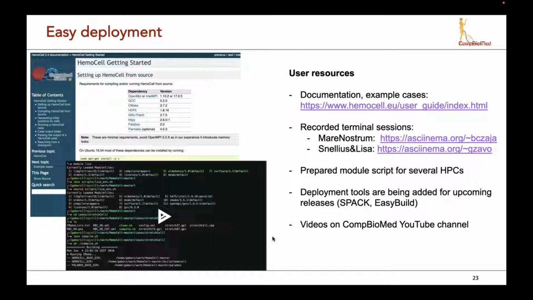So for most of our codes, you can find, of course, documentation, examples, tutorials. For HemoCell, we also have recorded terminal sessions to provide step-by-step instructions on how to deploy this code on 2 different HPC centers. We also have prepared module scripts for many of the HPC centers in Europe that describe how to deploy this code on them. And currently in the works are various deployment tools that will make the deployment of the codes much easier. Apart from this, you can also find various videos and additional information on the CompBioMed YouTube channel.